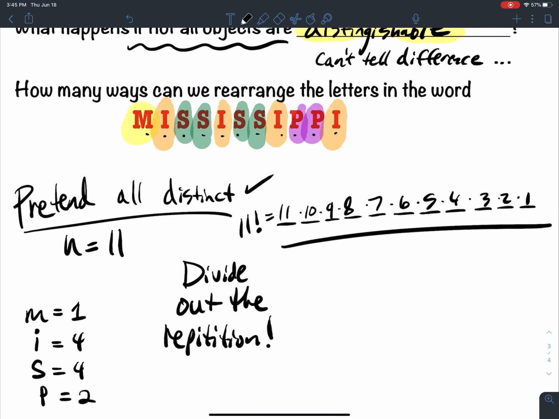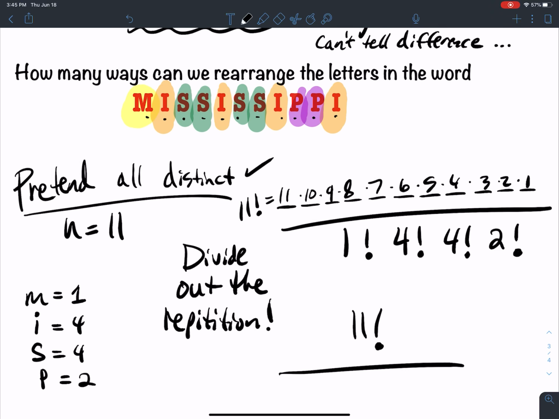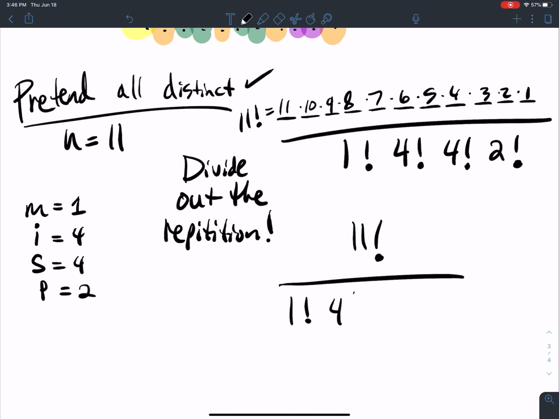I divide out the repetition the same way I divided out the repetition before. How many M's? I have 1 M, so I divide by 1 factorial. How many I's? 4 I's, so I divide by 4 factorial. How many S's? 4 S's, divide by 4 factorial. And how many P's? I got 2 of those, so I divide by 2 factorial. So my answer is 11 factorial divided by 1 factorial, 4 factorial, 4 factorial, 2 factorial.